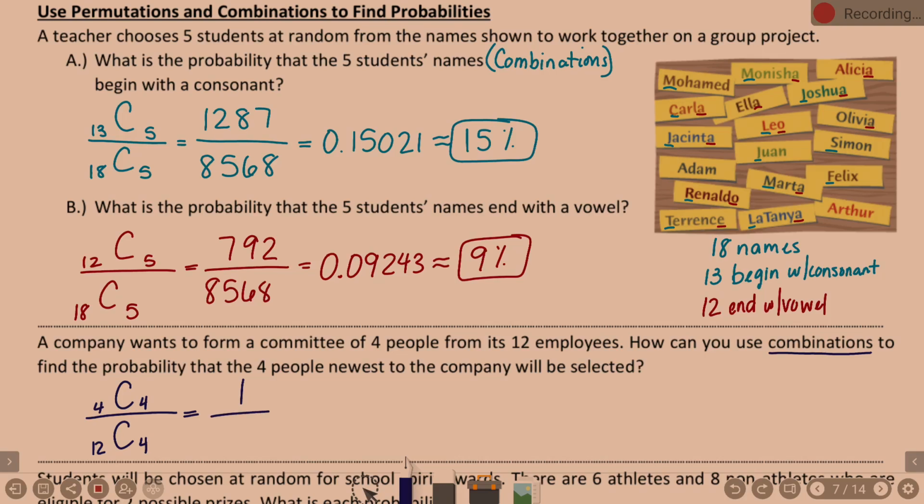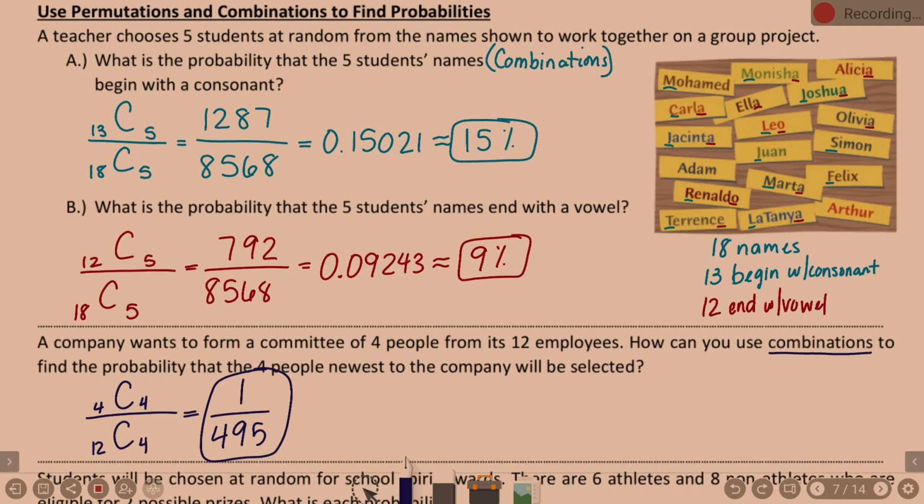Now, this one, in my answer key, don't ask, it is just as a fraction like that. Could we go to a percent? Yes, we could, but my answer key didn't. Okay?